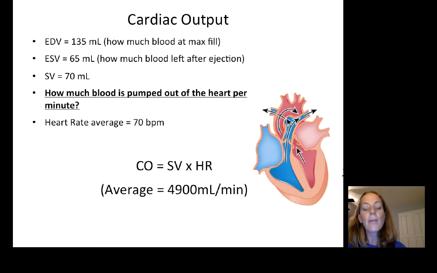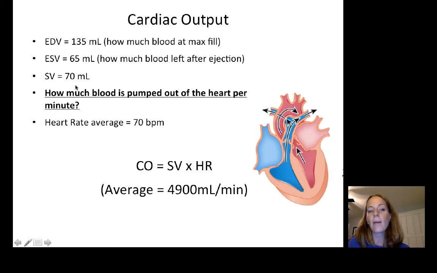The cardiac output then we also want to put together. So cardiac output is going to be how much blood is pumped out of the heart each minute based on heart rate. So we already know how much blood is pumped out in a single heartbeat, right? One single cardiac cycle is going to be the difference between end diastolic volume and end systolic volume, which is our stroke volume, 70 milliliters.